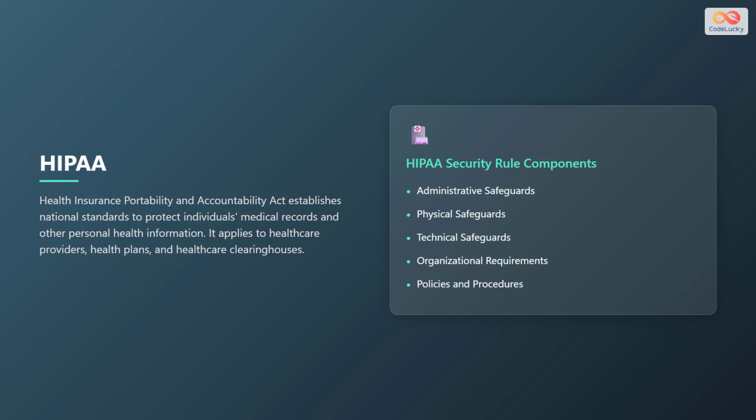First, administrative safeguards, which include policies and procedures to manage security. Second, physical safeguards, which include physical access controls and facility security. Third, technical safeguards, which involve technology and related policies and procedures that protect electronic protected health information and control access to it. Fourth, organizational requirements, which include agreements to ensure the business associates also comply. Fifth, policies and procedures, which include written documentation of security practices.